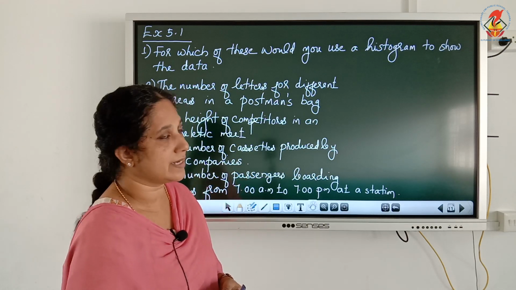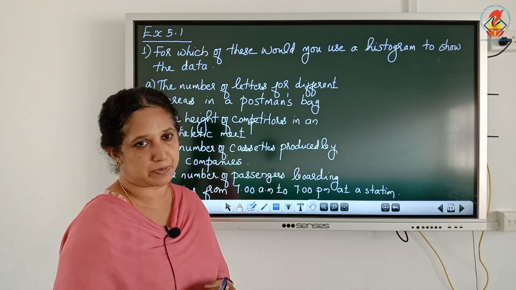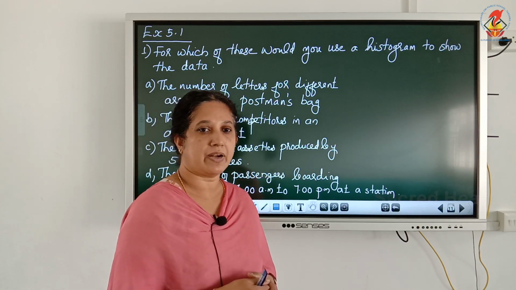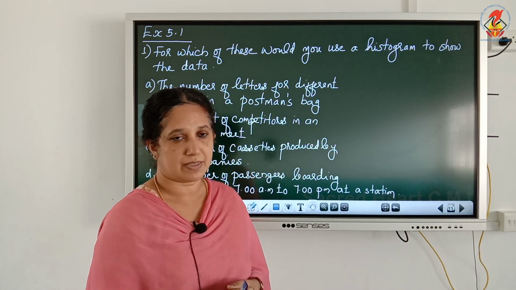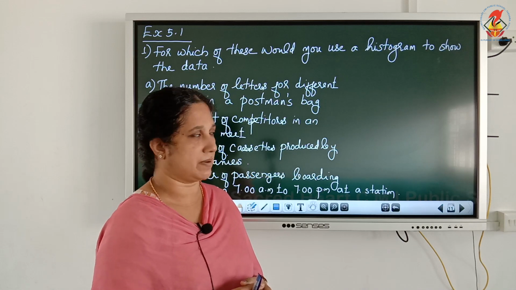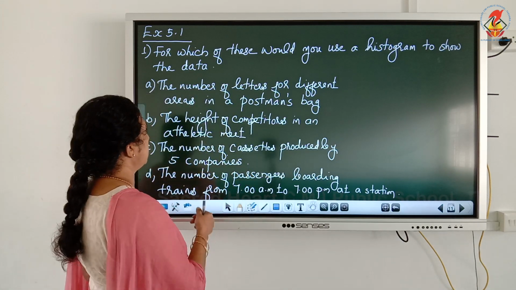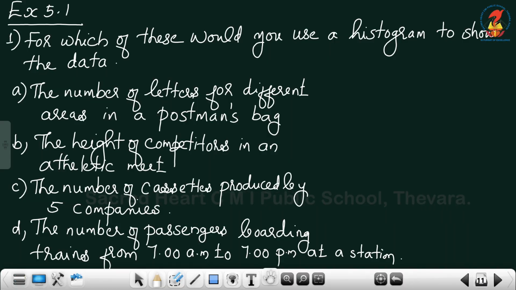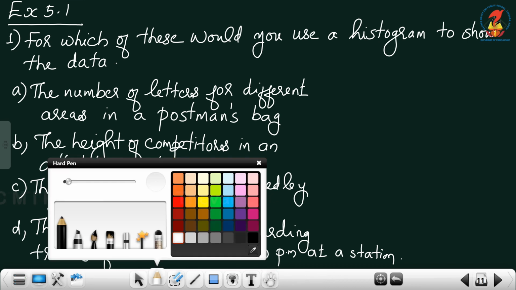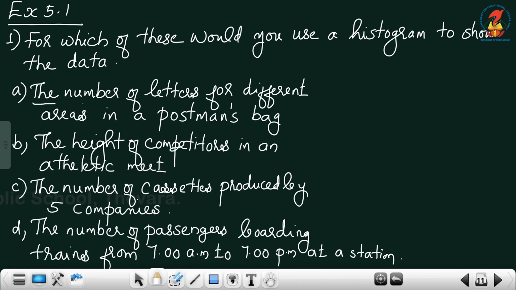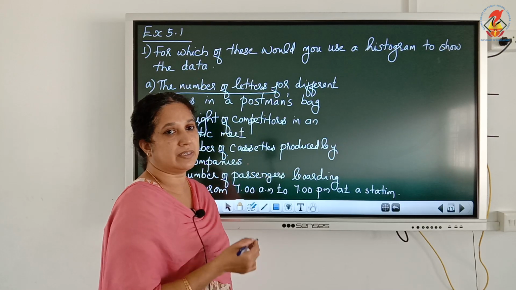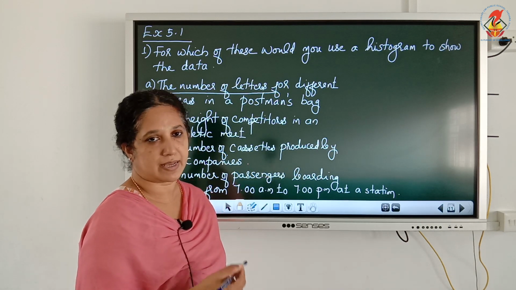That means data can be divided into groups or into different class intervals. That time only we can draw the histogram. So look at the data given. Now first one, the number of letters for different areas in a postman's bag. Can you divide the data into groups or class intervals?